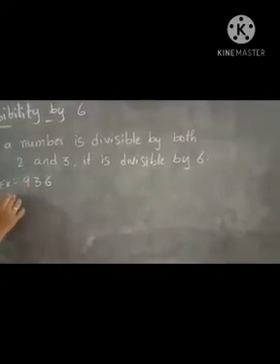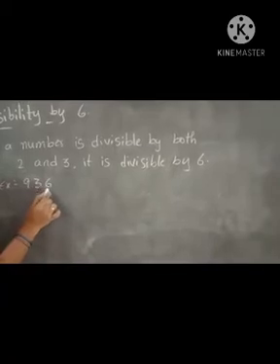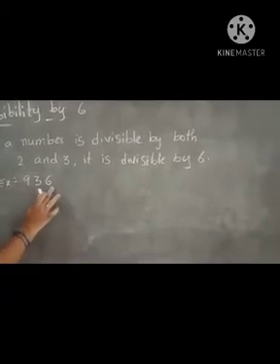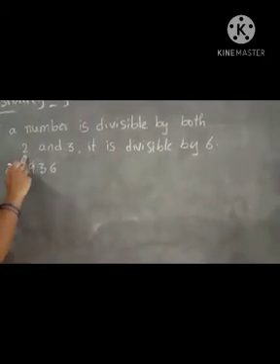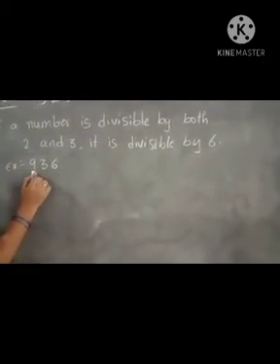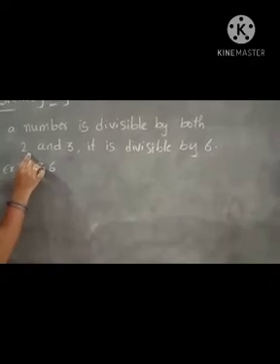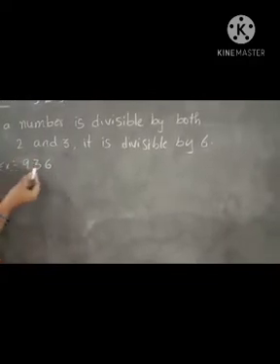936. See the example children here, 936. This is an example. We have to check the 2 table and 3 table. Sorry, 2 divisibility and 3 divisibility. See here, what is the rule of divisibility by 2? In ones place, an even number is must and should.